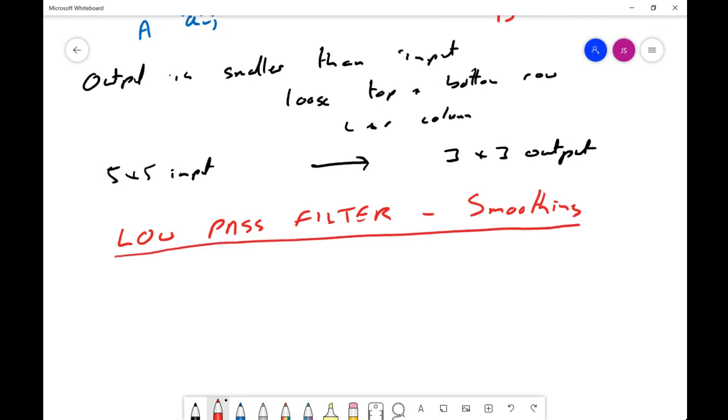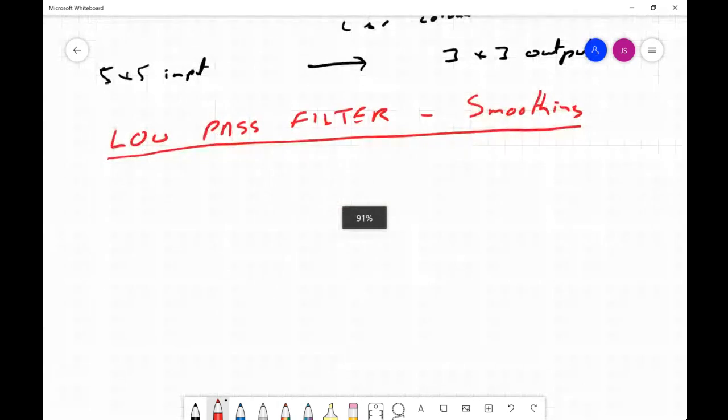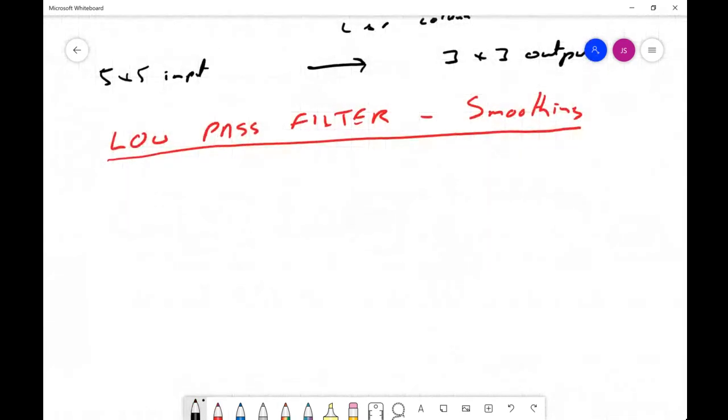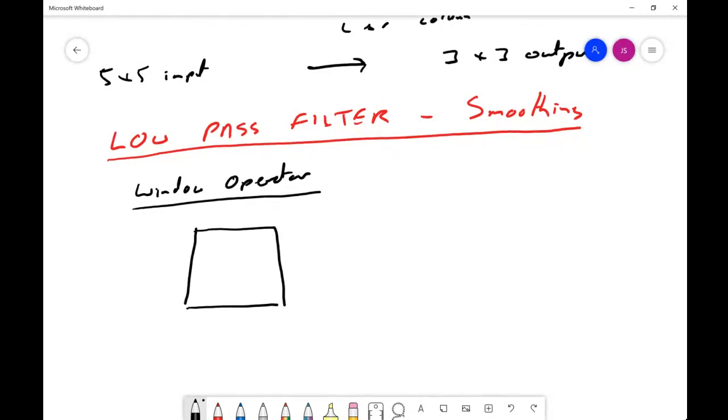The window operator for a low pass filter is very simple. 3 by 3 window. And the constants, the weights in the window, they are all 1.